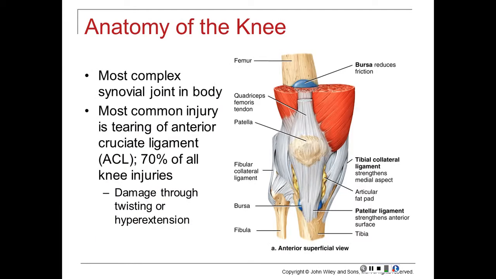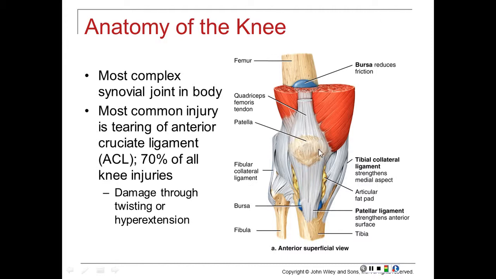So let's talk more specifically about the knee. The knee is the most complex synovial joint in the body. In fact, it's the most common injury of a joint is tearing that ACL, the anterior cruciate ligament. 70% of all knee injuries are related to the ACL, and that's because there's usually a twisting or hyperextension of the knee, which causes that ACL to rip. Let's take a look at some examples here. You have bursa in there, which are going to reduce friction.